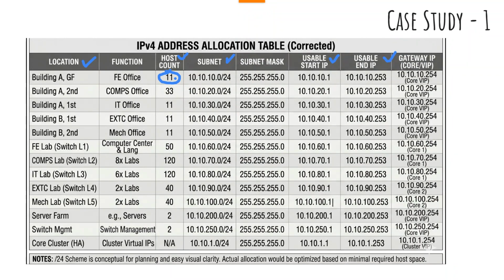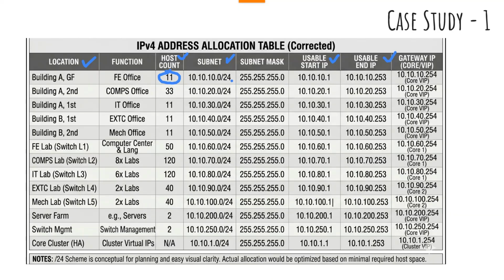Now if my intake increases, what happens? My number of students will increase, my number of faculty will increase, and my number of department office people will increase. So automatically this host count will go up. The subnet that I am using here is 10.10.10.0/24, which means my subnet mask is 255.255.255.0.